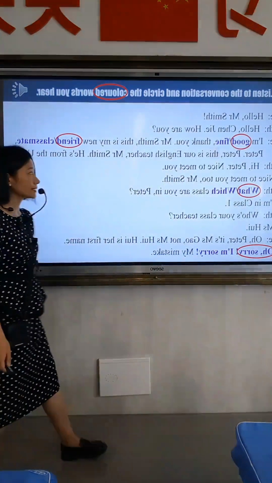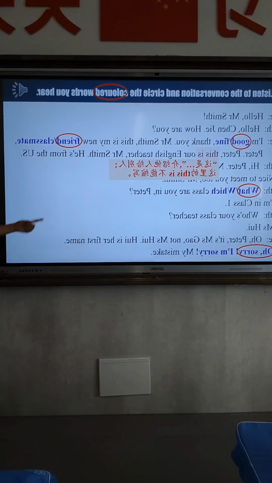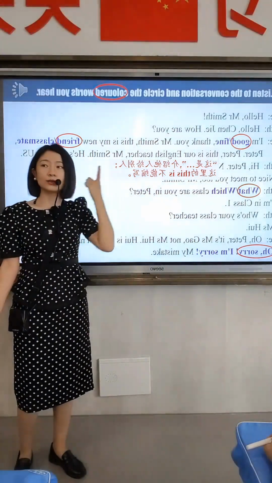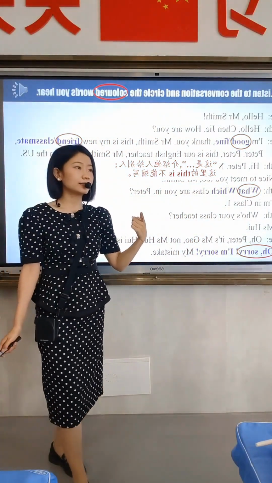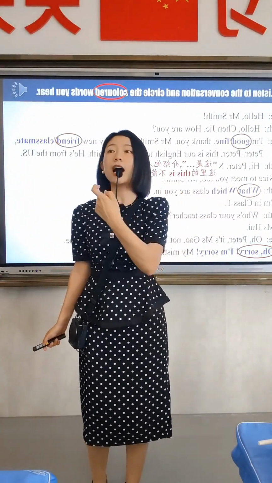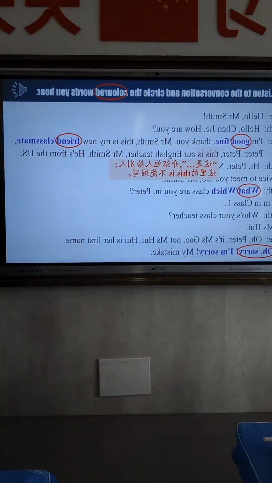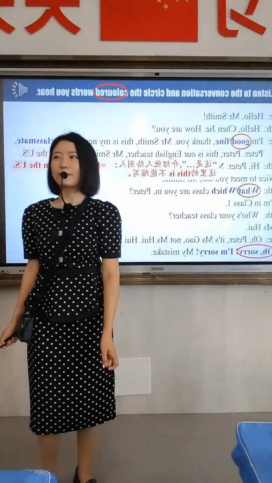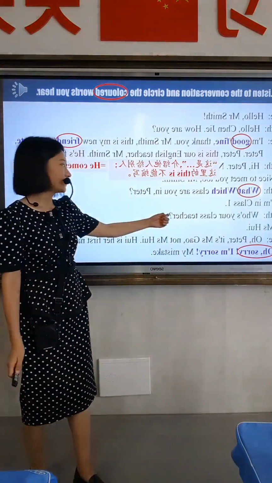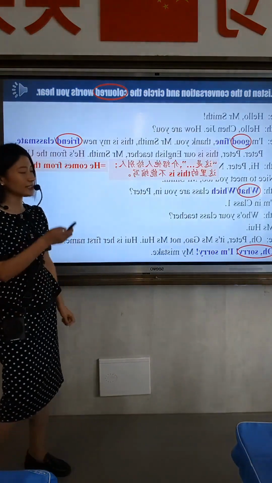Please highlight it. Next one. So for Mr. Smith, we know he is from the US. We can also say he comes from the US. So be from equals to come from. Yes, highlight this sentence, write it down. And yesterday we said how to say 班主任 in English. Class teacher, highlight it one more time.